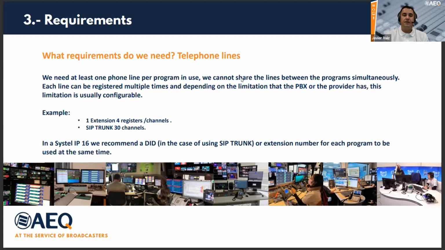In the case of extensions, it's very easy: I register the extension and the PBX routes the incoming call to this extension. In the case of the SIP trunk, we recommend DID, direct inward dialing, the number. I recommend using multiple DIDs to use in different programs at the same time.